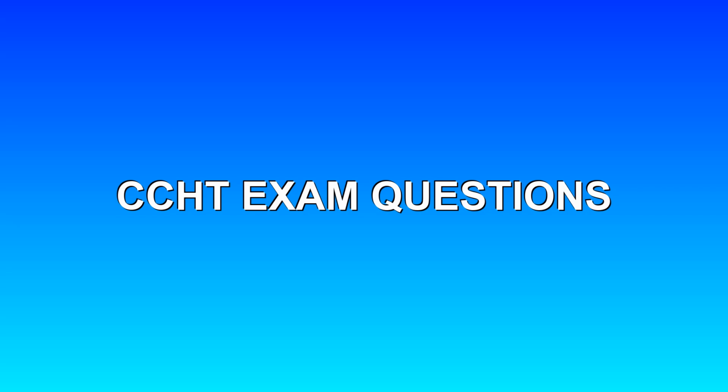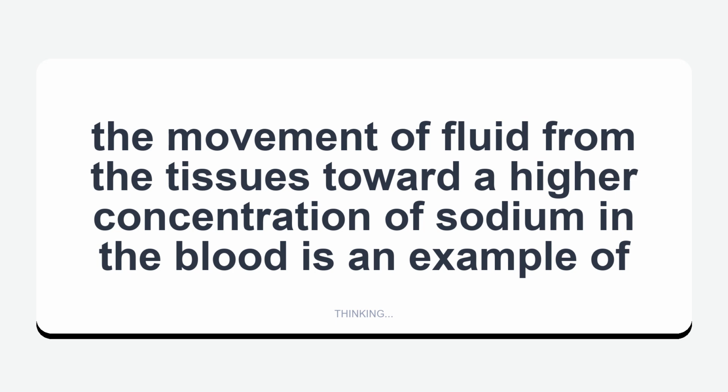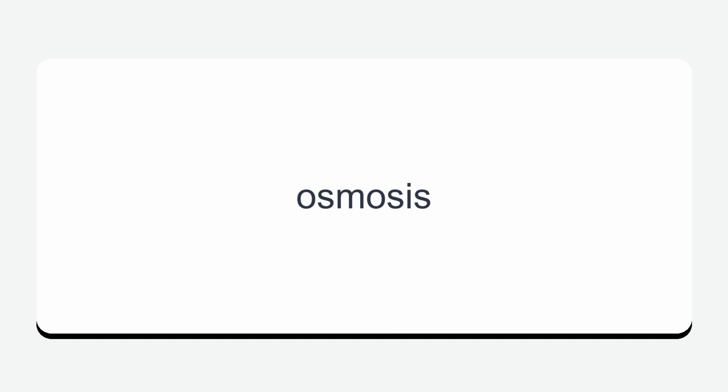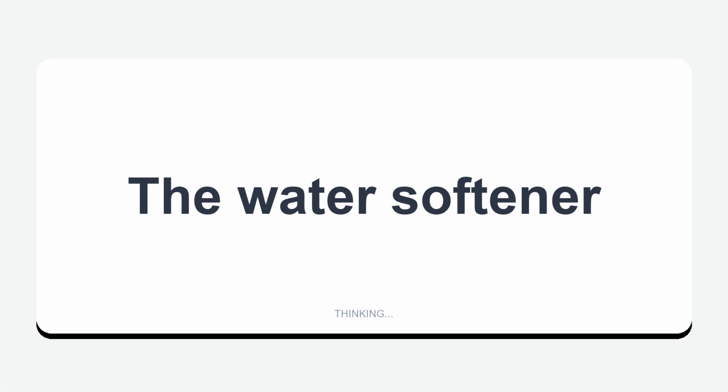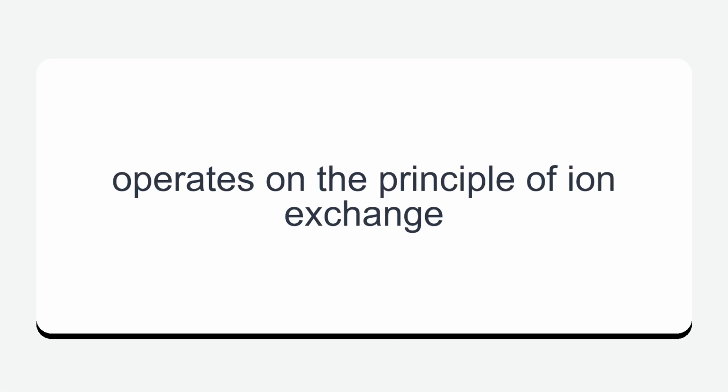CCHT exam questions. The movement of fluid from the tissues toward a higher concentration of sodium in the blood is an example of osmosis. The water softener operates on the principle of ion exchange.